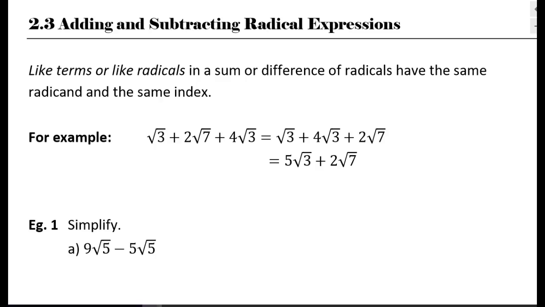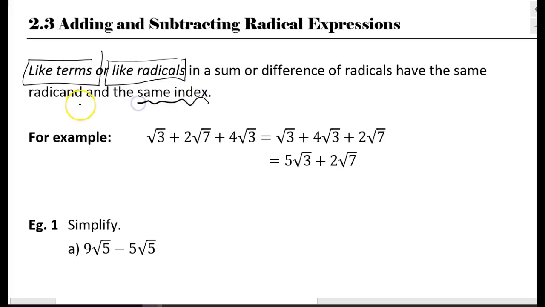Okay, so lesson 2.3, adding and subtracting radical expressions. When we look at adding and subtracting, it's very similar to treating it like a variable. So we're looking for like terms, or like radicals in this particular case, in order to be able to add them together. They also need the same index in addition to their radicand.